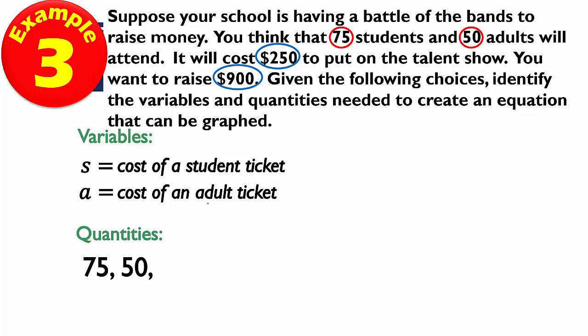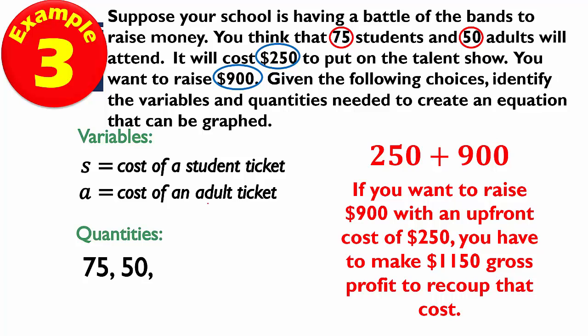We want to raise $900. So we also want to figure out the total amount we would need to raise so that we could cover the cost of the show and hit our goal of $900. We would want to raise $900 with an upfront cost of $250. So you have to basically make $1,150 to make back that cost and raise the money that you want to spend. This part is actually not too bad, the 250 plus 900. The hard part is going to be coming up with this and then figuring out what your variables are going to be.